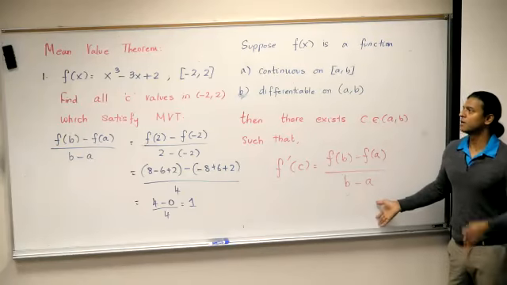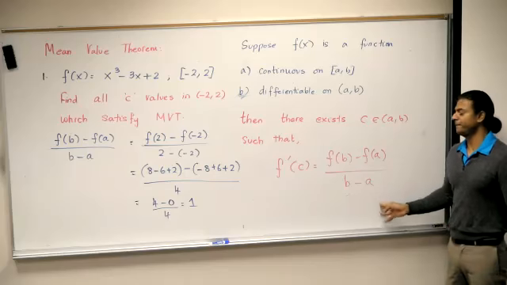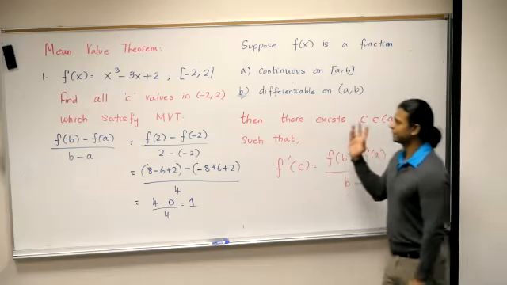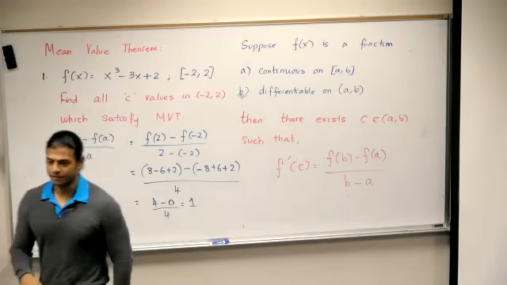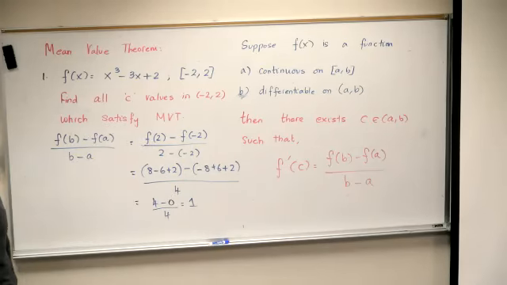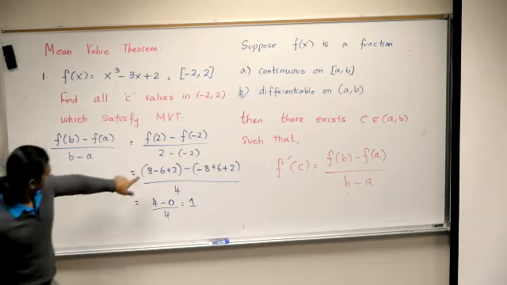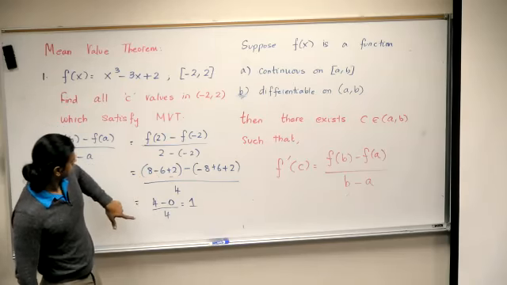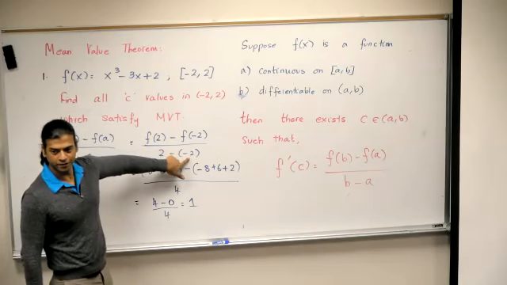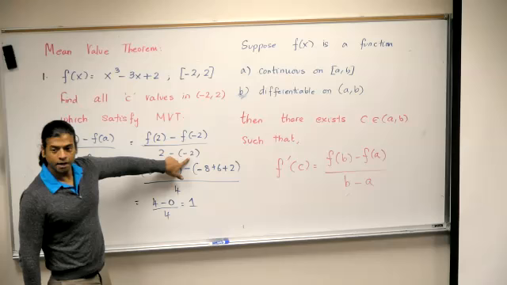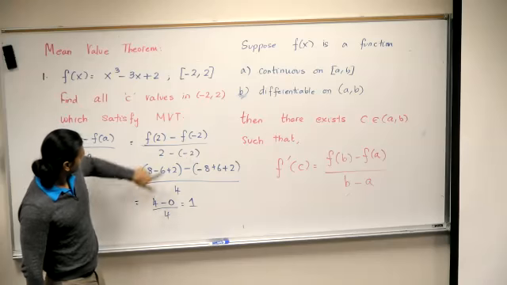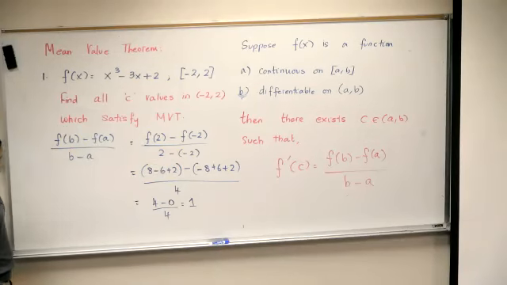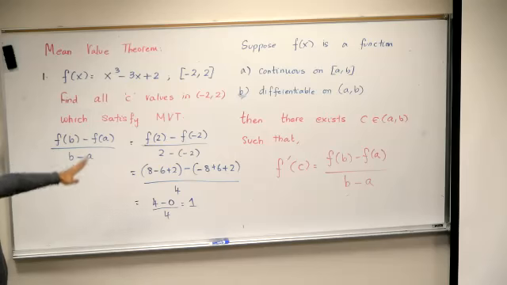So now we just want to find a c which will satisfy this condition. I have to erase. 8 minus 6, 2, plus 2. 2 minus minus 2: minus times minus is plus, 2 plus 2, 4. With me so far?